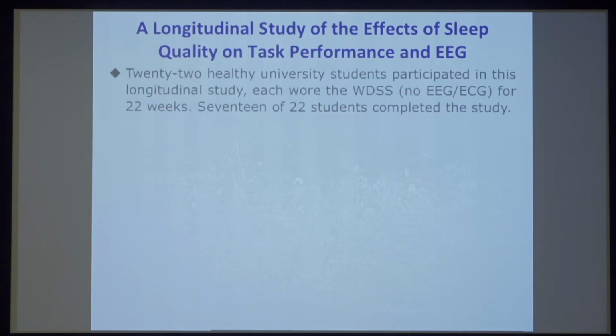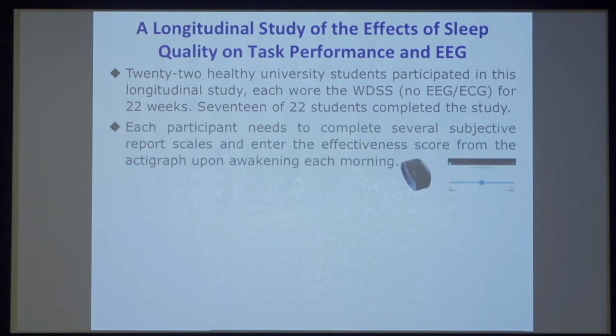So this is over 5 months, 22 weeks, and we have 22 students participate in this study. Every single day, they have to report that, and we call them up. And again, I already mentioned that they have to report subjective scores and measurements from the wristband, their sleep quality. So it ranges from 0 to 100. 100 means fully rested, and 0 means pretty much dead.